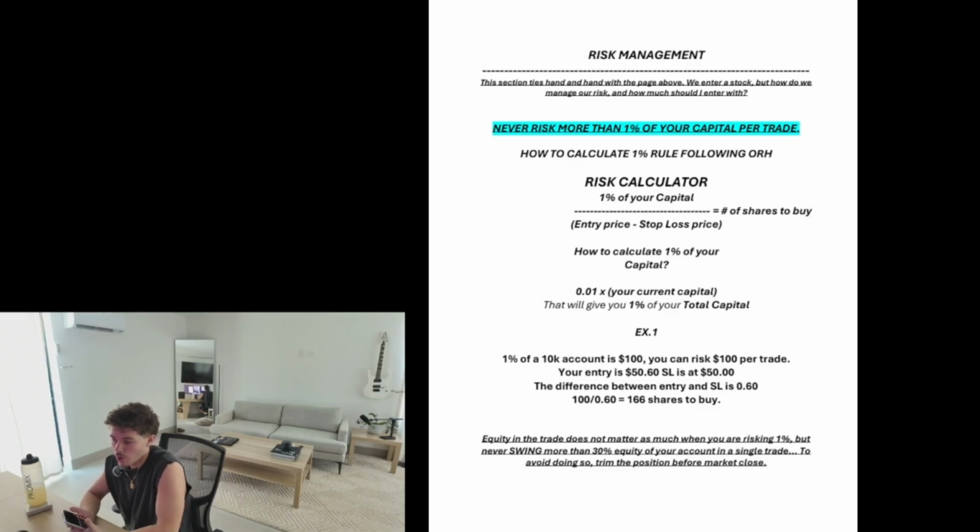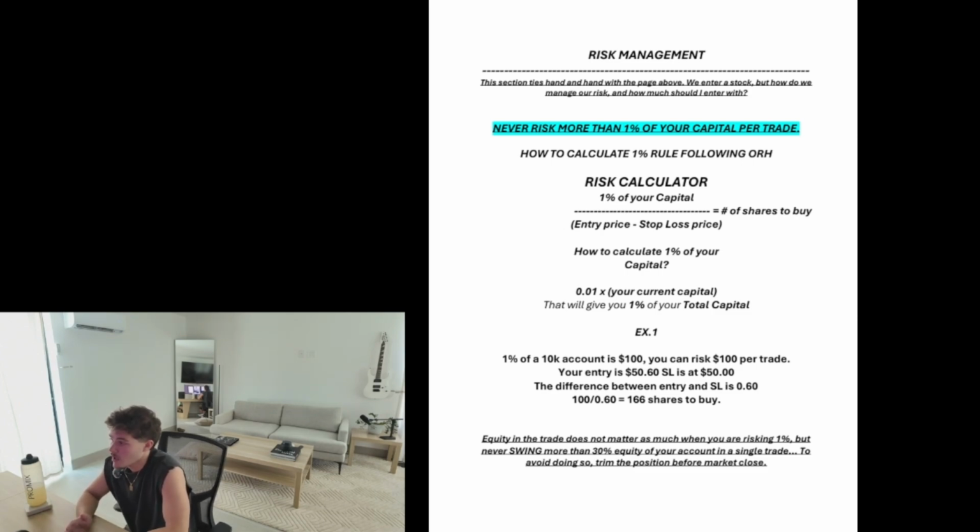The thing is, we're always buying shares relative to where our entry price and stop loss price are. The stop loss price and entry price aren't something that we really get to choose. We follow the entry strategy and go according to that. So we have to use this calculator in order to risk properly. First things first, how to risk 1% following ORH.